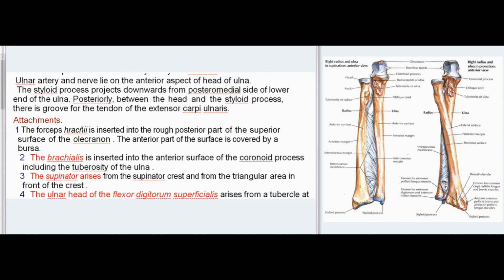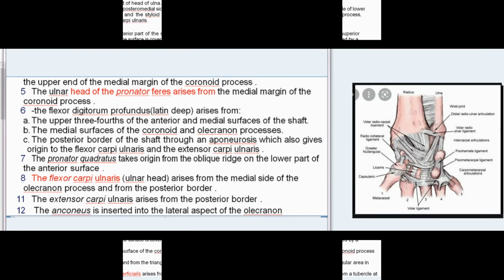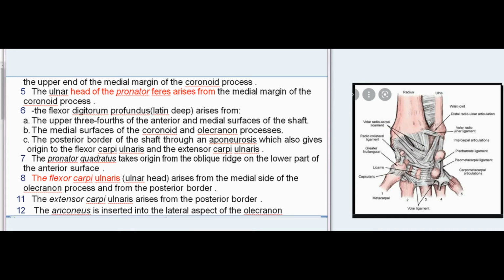Attachments. 1. The biceps brachii is inserted into the rough posterior part of the superior surface of the olecranon. The anterior part of the surface is covered by a bursa. 2. The brachialis is inserted into the anterior surface of the coronoid process including the tuberosity of the ulna. 3. The supinator arises from the supinator crest and from the triangular area in front of the crest. 4. The ulnar head of the flexor digitorum superficialis arises from a tubercle at the upper end of the medial margin of the coronoid process.